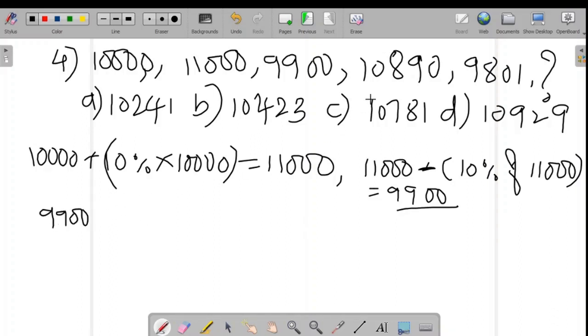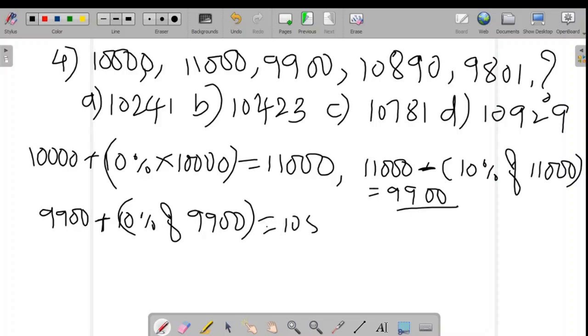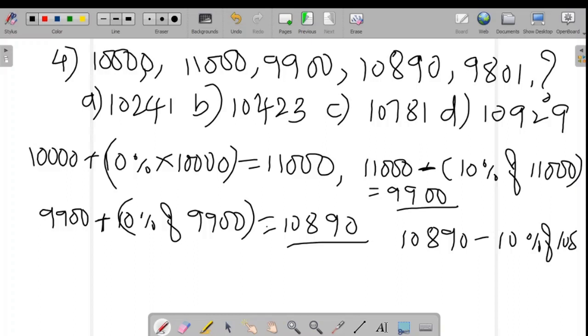Next, from 9,900 we are getting 9 added here. So can we try to see here? It is plus, here it is minus. Again we'll try to do plus 10% of 9,900. What is 10% of 9,900? 990. 9,900 plus 990 will be 10,890. Okay, so plus, minus, plus, next will be minus. 10,890 minus 10% of 10,890 will be 9,801. Here plus, minus, plus, minus, next will be plus.